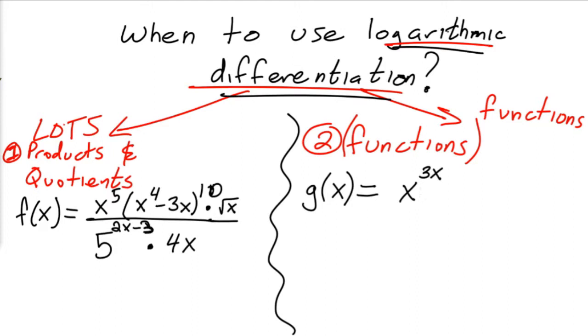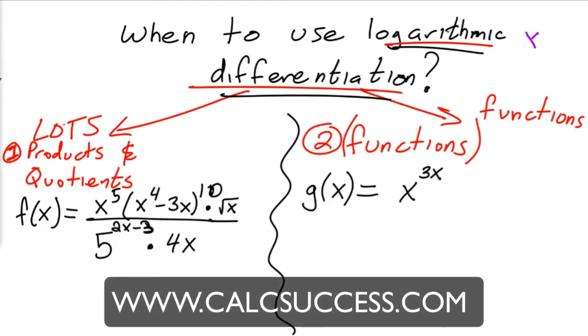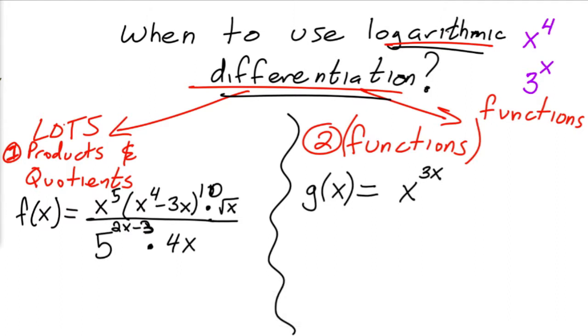We have the power rule. So let me kind of show you. We have a power rule that helps us find derivatives when we have a constant as our exponent, and we have the rule to find derivatives of exponential functions, but that's when the base is constant. In this example, the base and the exponent are both variables. So those are the cases where you want to use it.